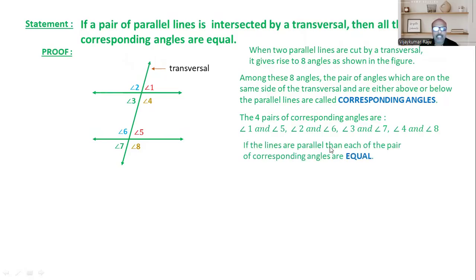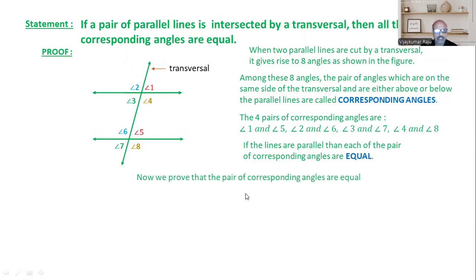If the lines are parallel, then each pair of corresponding angles is equal. So this should be the main condition: parallel lines. If there are parallel lines, you must be able to identify where the corresponding angles are, and you can say they are equal. So you need to identify the corresponding angles, and if you see the lines are parallel, you can immediately conclude that these two angles are equal.